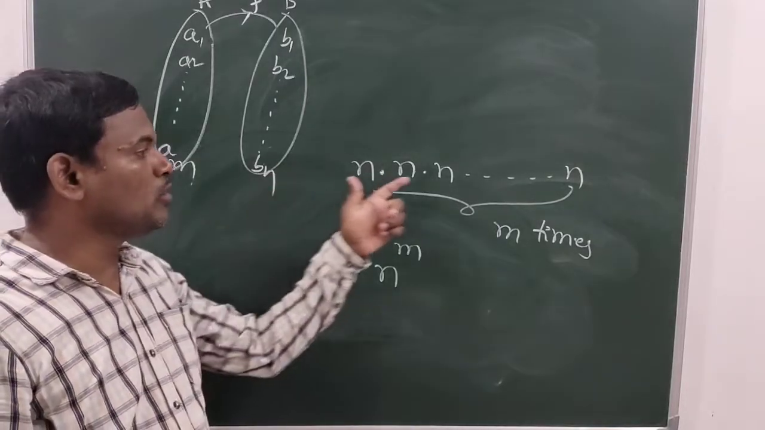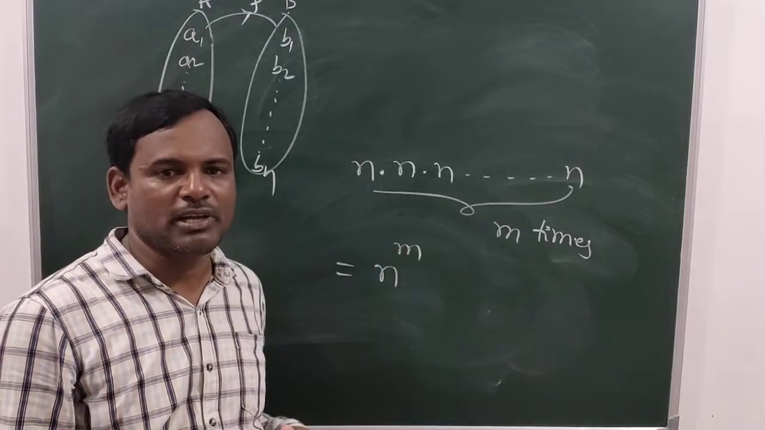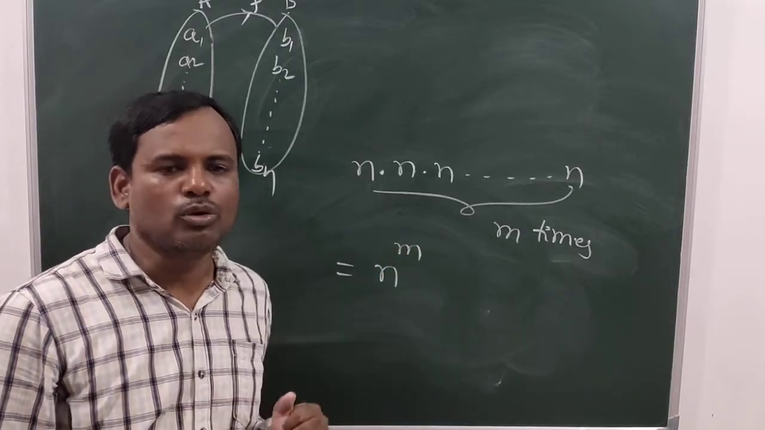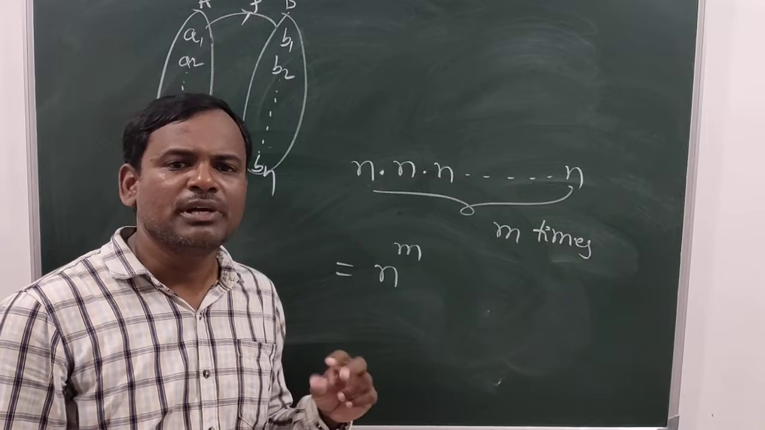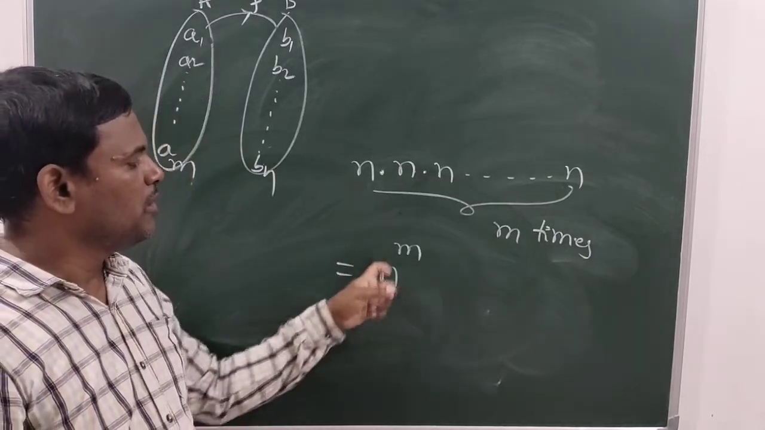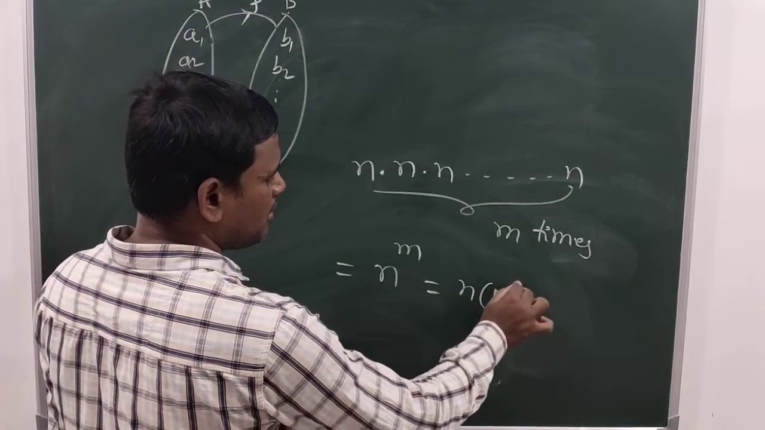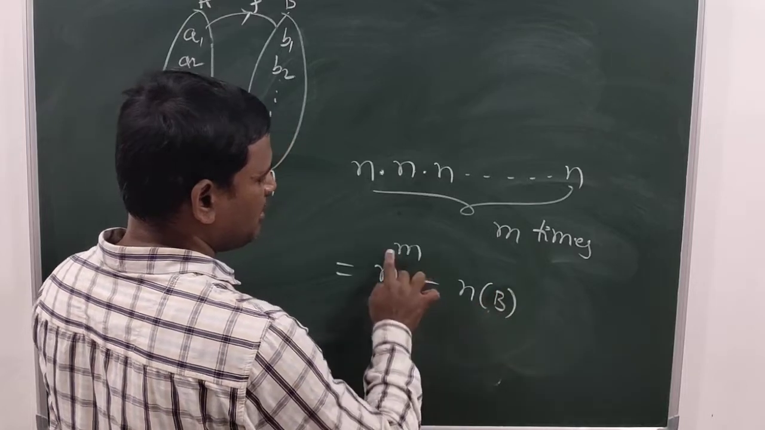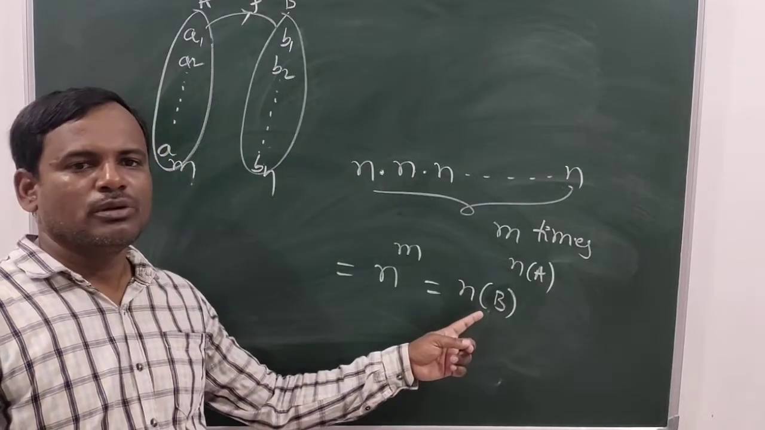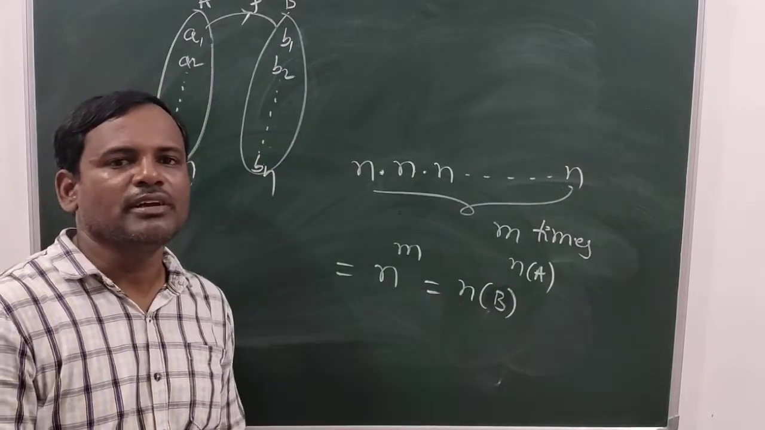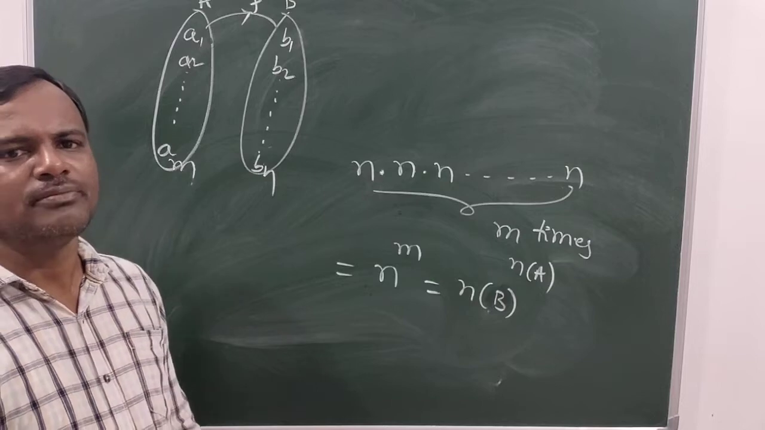Okay? So to get the total number of possible functions from set A to set B here, we use the principle of multiplication. Basically we have two counting principles, the principle of addition and the principle of multiplication. But in this case we use the principle of multiplication. So n power m. Here n represents the number of elements in the B set, and m represents the number of elements in the A set. So the number of elements in B power the number of elements in A is the total number of possible functions from set A to set B.